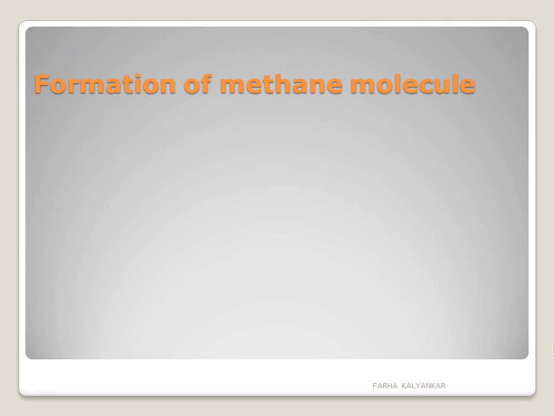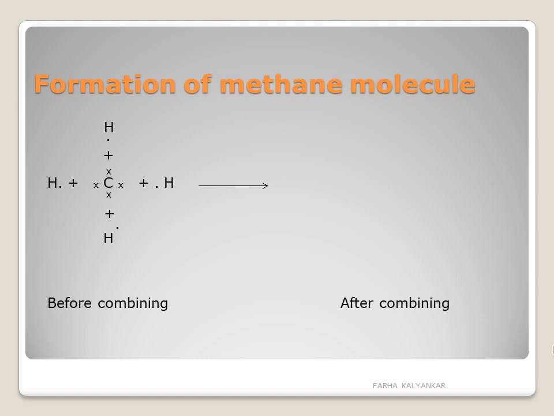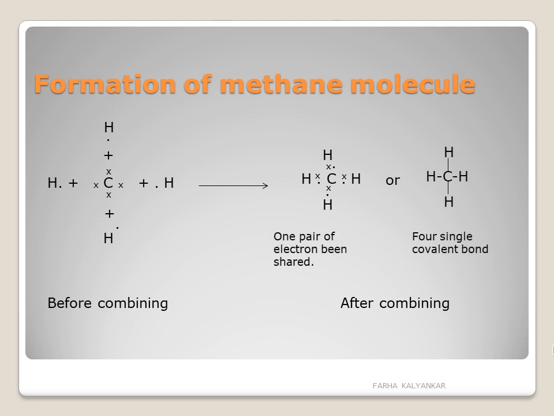Another example is the formation of methane molecule, in which before combining I am having a carbon atom with its valence electrons ready to combine with four hydrogen atoms. Now after combining, I have one pair of electrons being shared between carbon and each hydrogen atom, leading to the formation of four single covalent bonds in methane molecule.